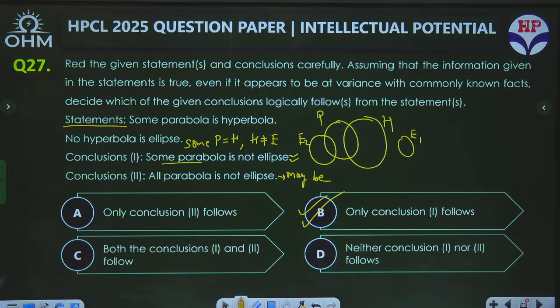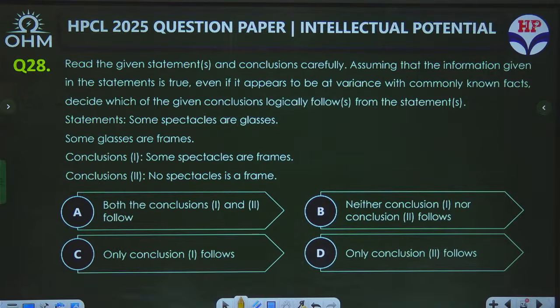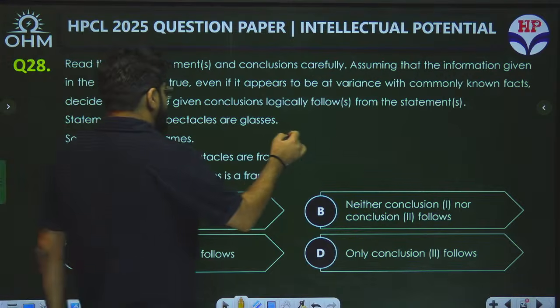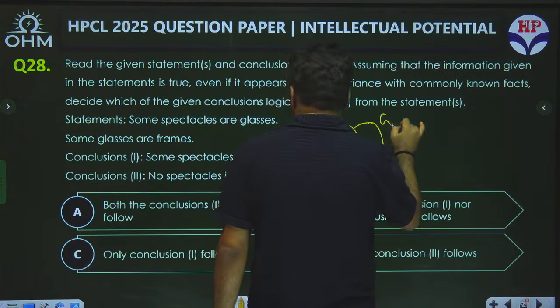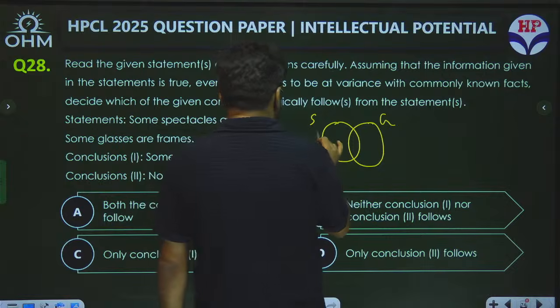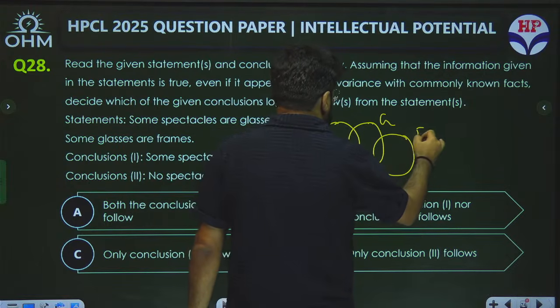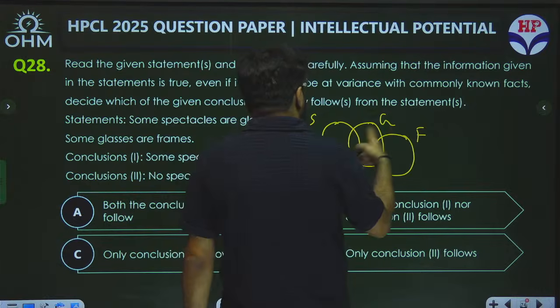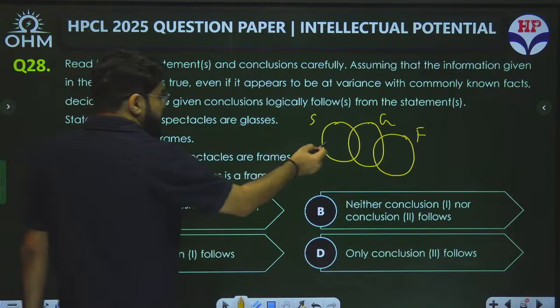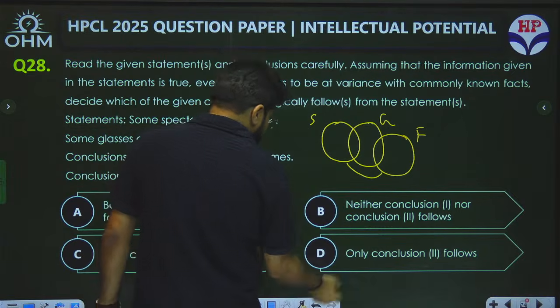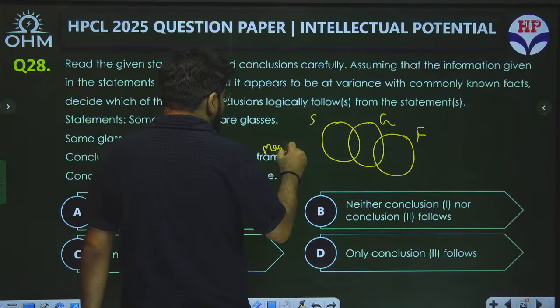Next question. Again syllogism based. Read the given statement and conclusion carefully. Some spectacles are glasses. Some glasses are frames. Suppose this is spectacle, suppose this is glasses. And some glasses are frames also. Maybe these two also can have something in overlap, but nothing sure. So some spectacles are frames, again maybe. These two may overlap, but this is maybe and maybe is not a conclusion.